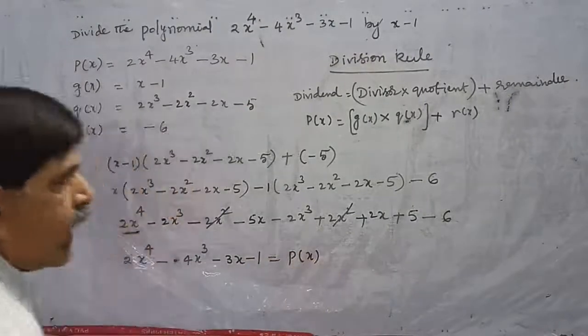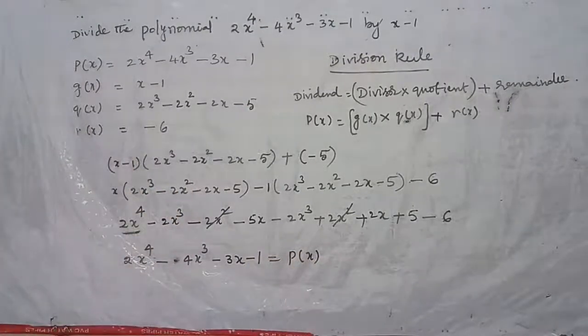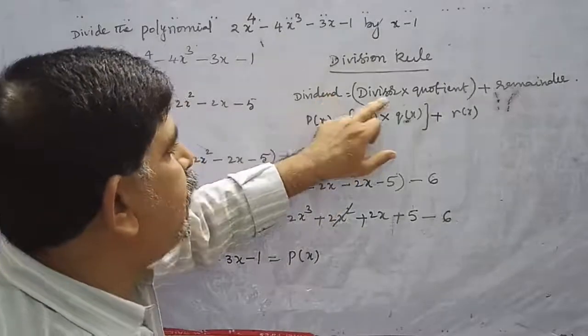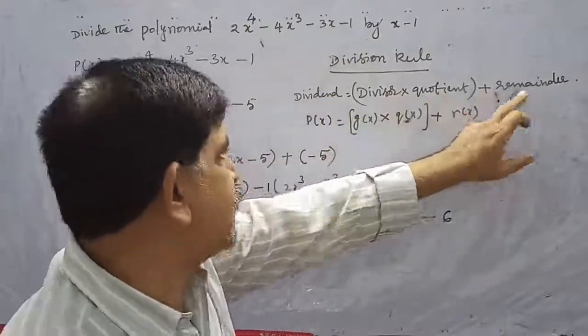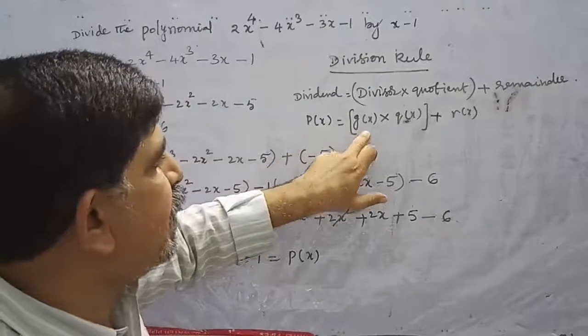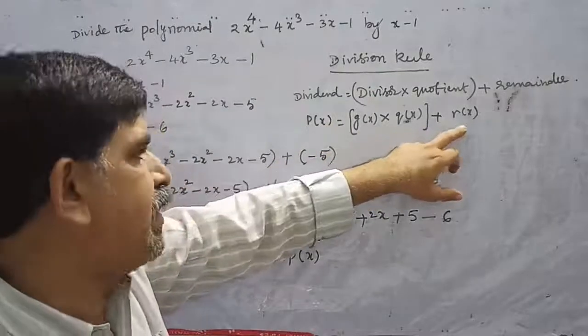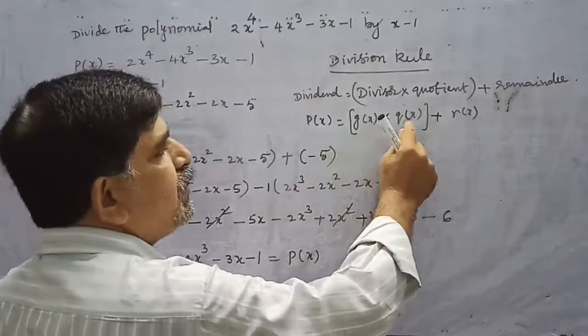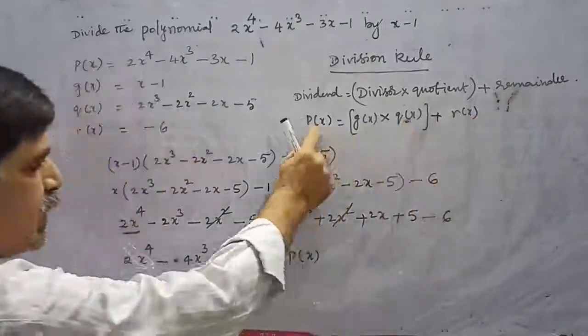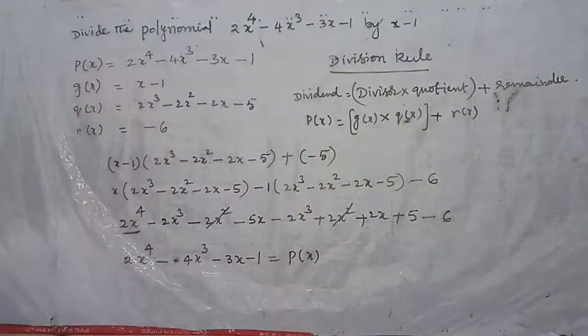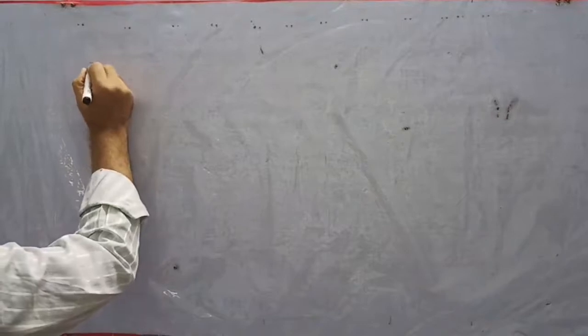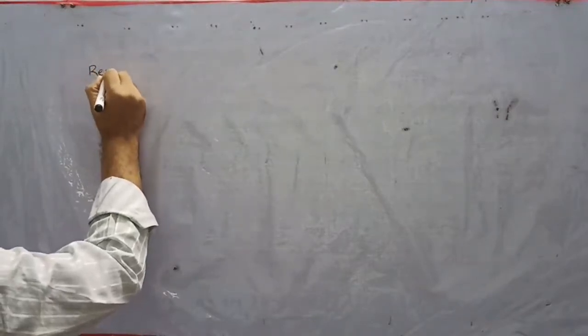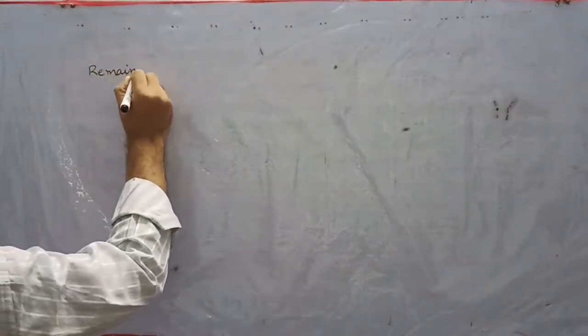That means according to the division rule, we know that dividend is equal to divisor into quotient plus remainder. So that is P of x is equal to G of x into Q of x plus R of x. Now G of x into Q of x plus R of x is equal to how much? P of x. Okay. Understood? Next one, remainder theorem.